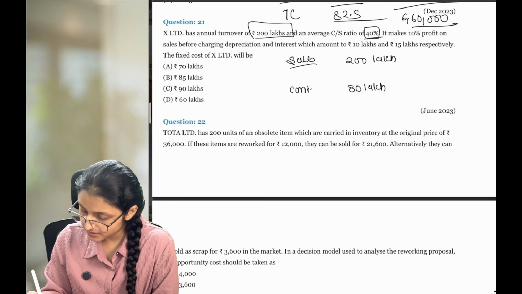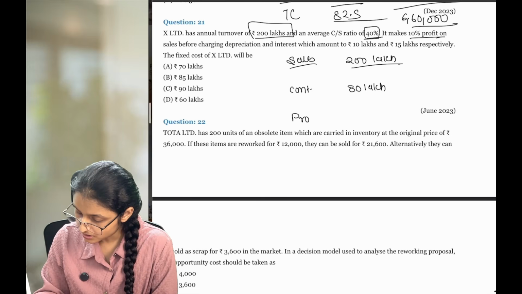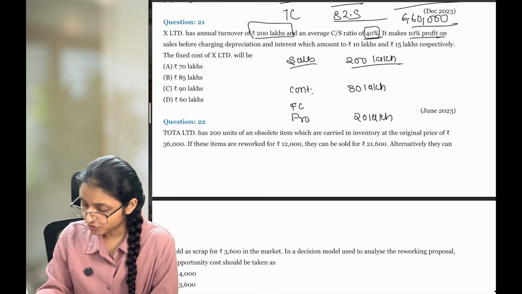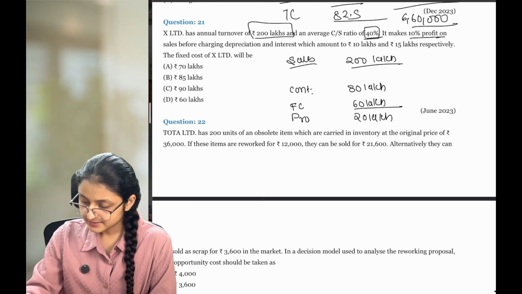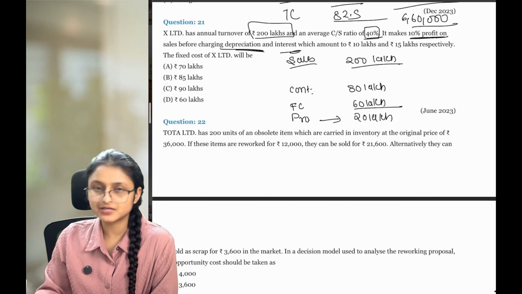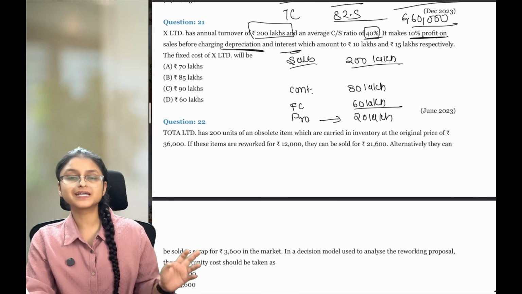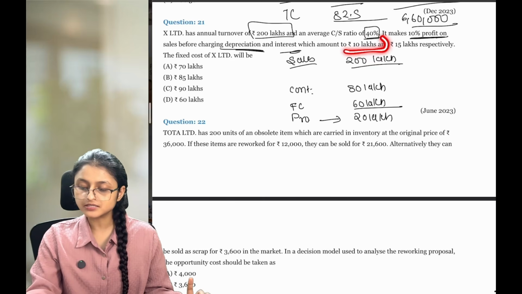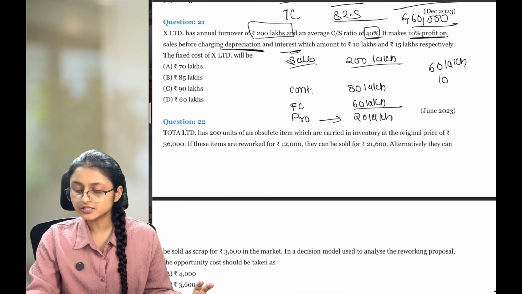200 lakh into 40% is 80 lakhs. And the profit is 10% on sales. 10% on sales is 20 lakh is the profit here. And if I reduce profit from contribution, I can know my fixed cost is 60 lakh rupees. Okay? Now, this 10% profit on sales which we calculated is before charging depreciation and interest. But if you notice, whenever we consider fixed cost here, we consider all the operating related fixed cost. That means it also considers depreciation. So, rather than considering only 60 lakh as the fixed cost, I should consider 10 lakh also. That gives us 70 lakh as the fixed cost.